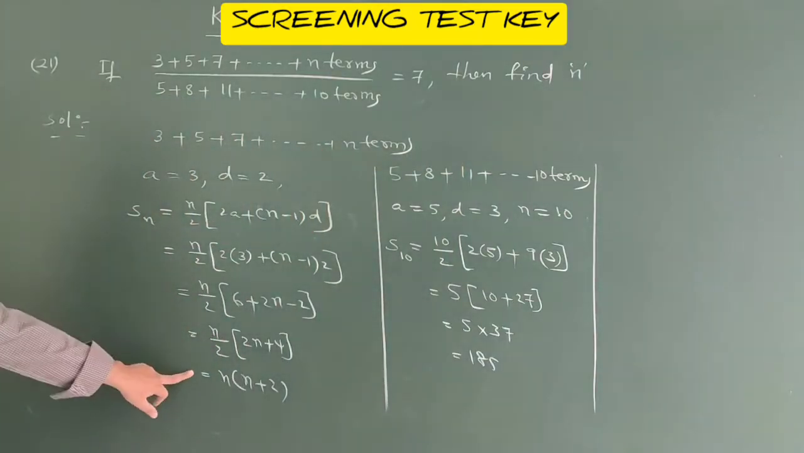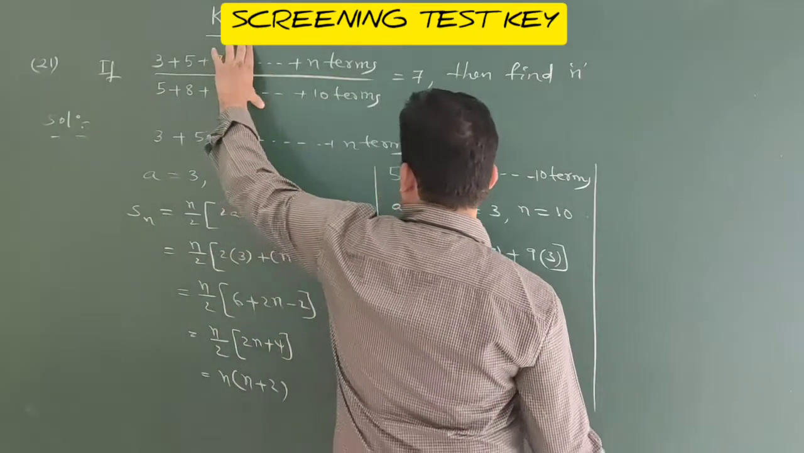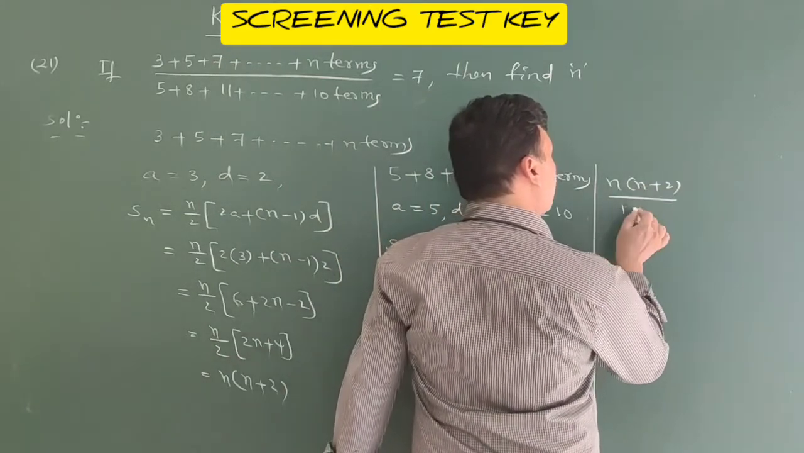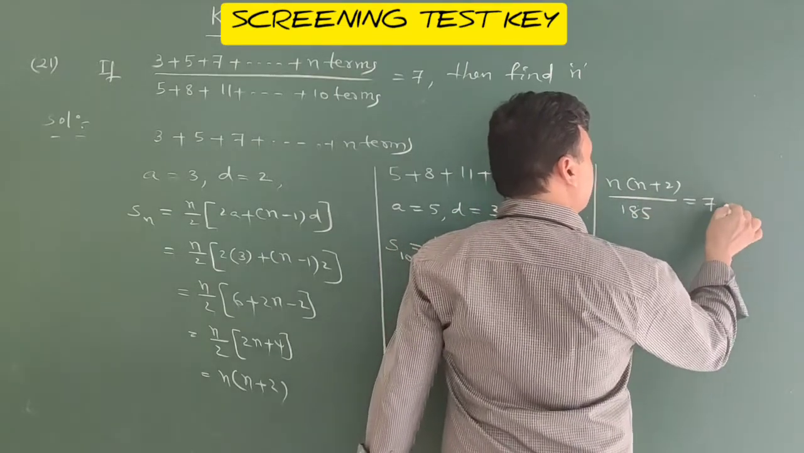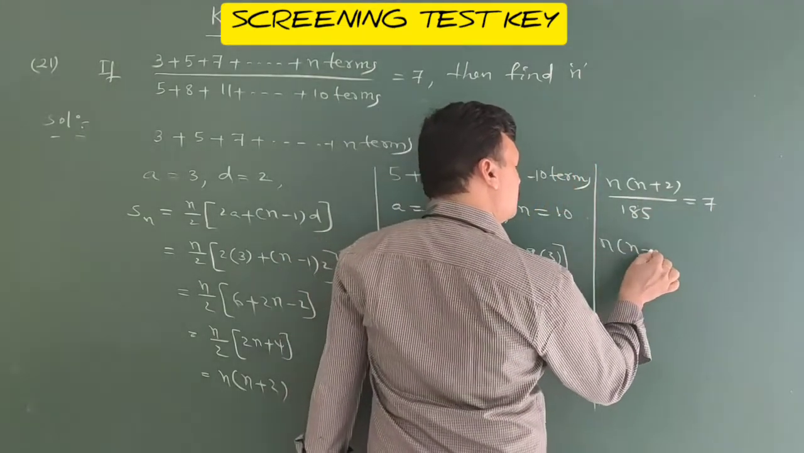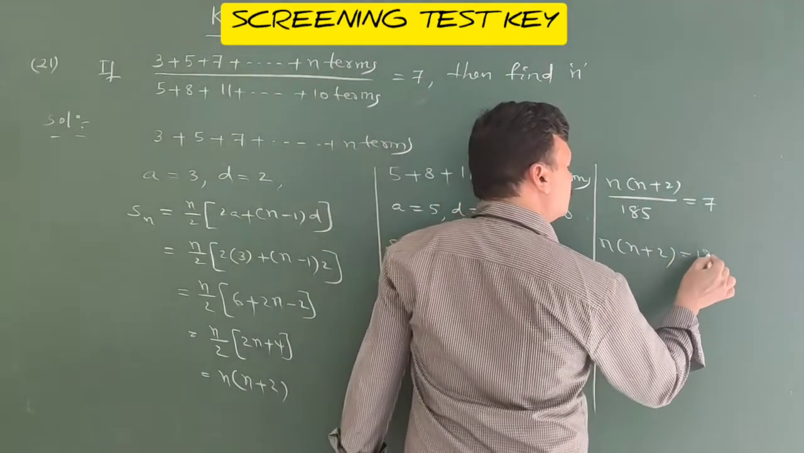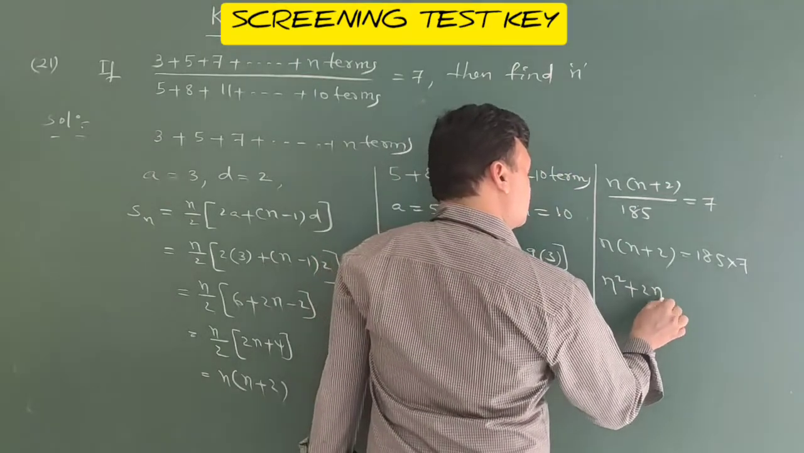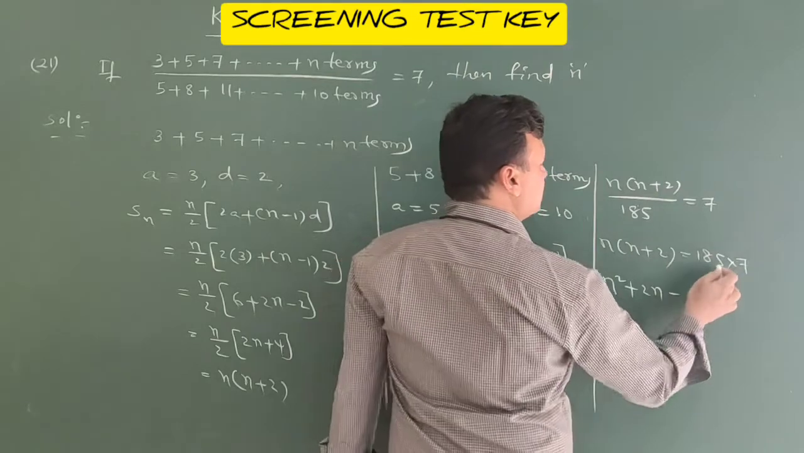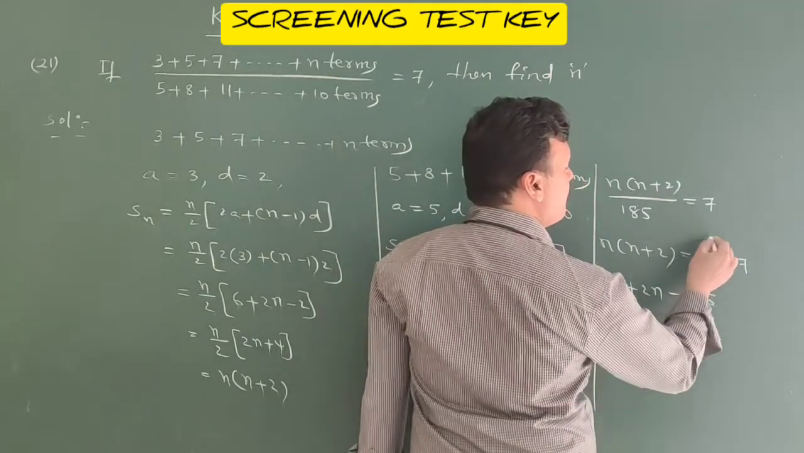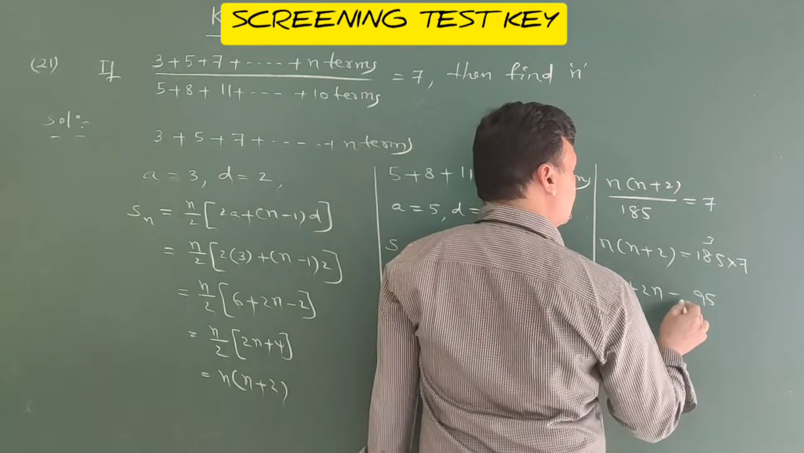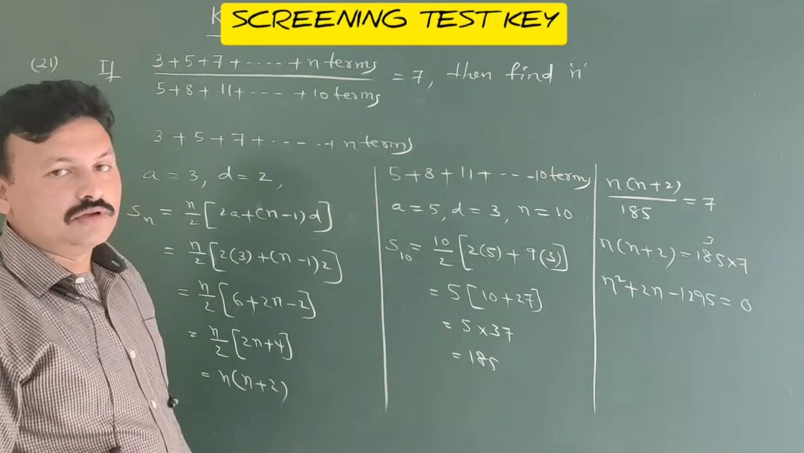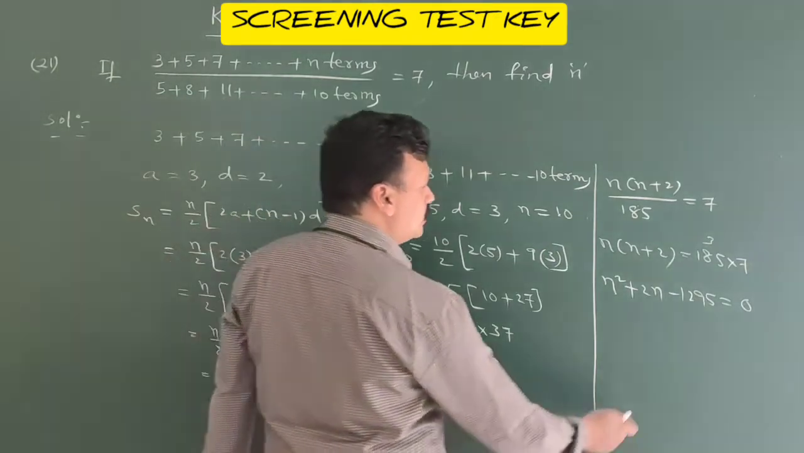By using the numerator and denominator, we have one relation, that is n into n plus 2 by 185 equal to 7. So n into n plus 2 equal to 185 into 7. So here n square plus 2n minus 1295. Okay, 1295. So factorize this one.